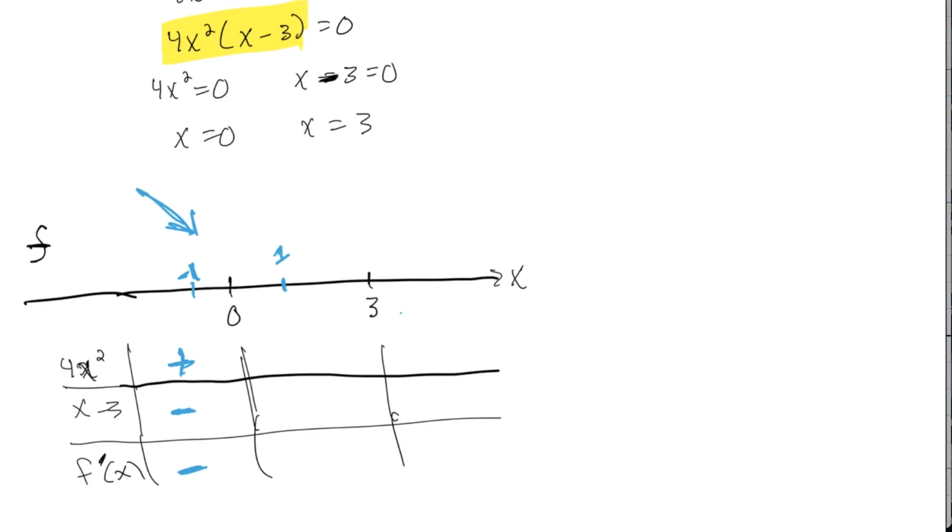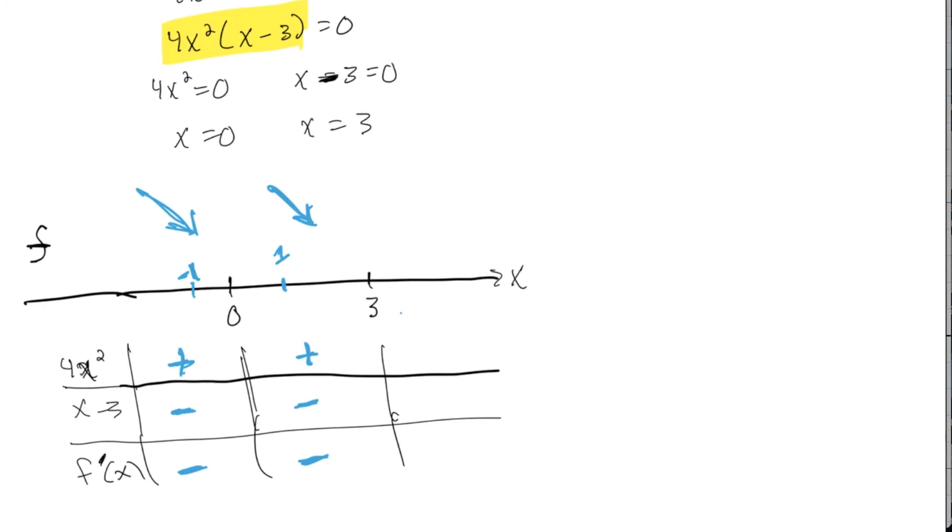I'm going to plug it into the factor 4x squared. That's going to give me +4. I'm going to take that x equals 1 and plug it into the factor x minus 3. So I get 1 minus 3, which is -2. So positive times negative is negative. Since the derivative is negative, my function is decreasing between 0 and 3, my two critical points.